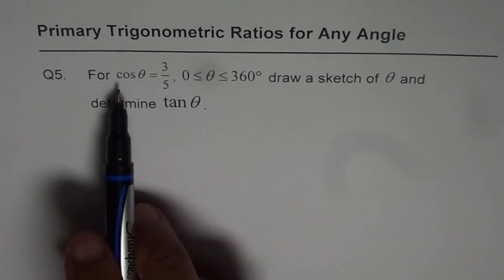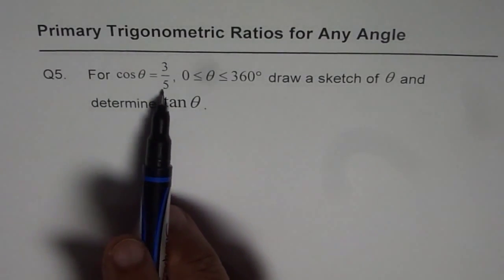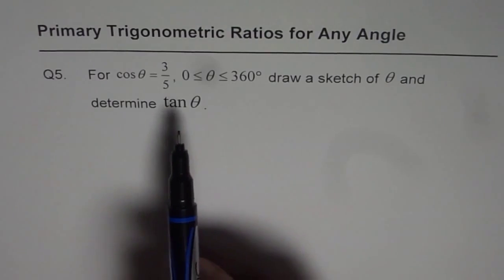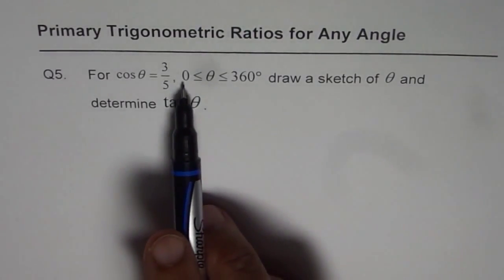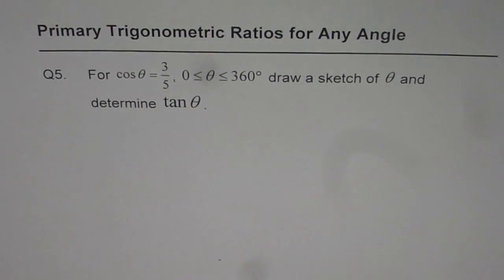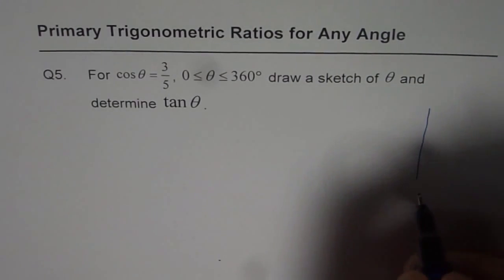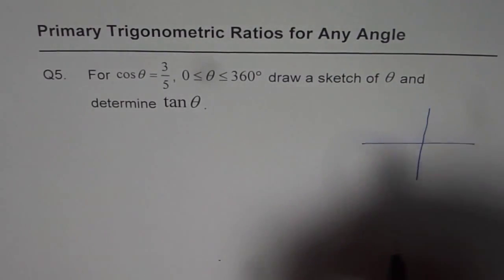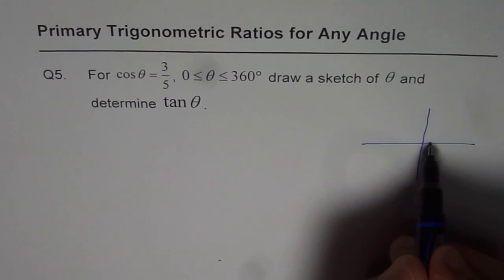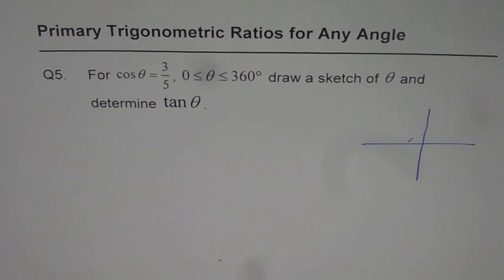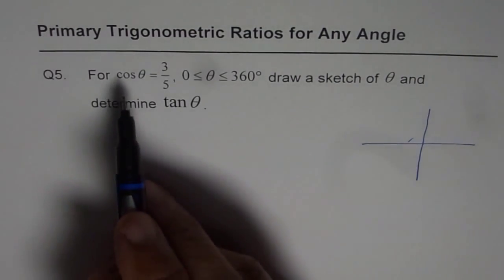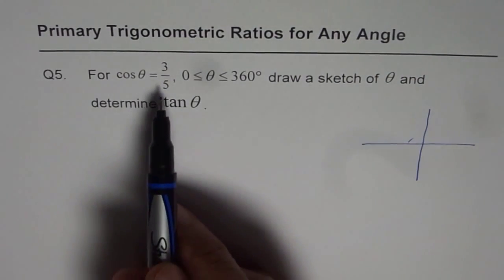We are given a value of cosine theta as 3 over 5 and also that theta could be between 0 to 360 degrees. What does that mean? It really means that if I consider my coordinate plane, then theta is an angle between 0 to 360, so it could be anywhere in this plane. When I say cos theta is 3 over 5, note it is positive.